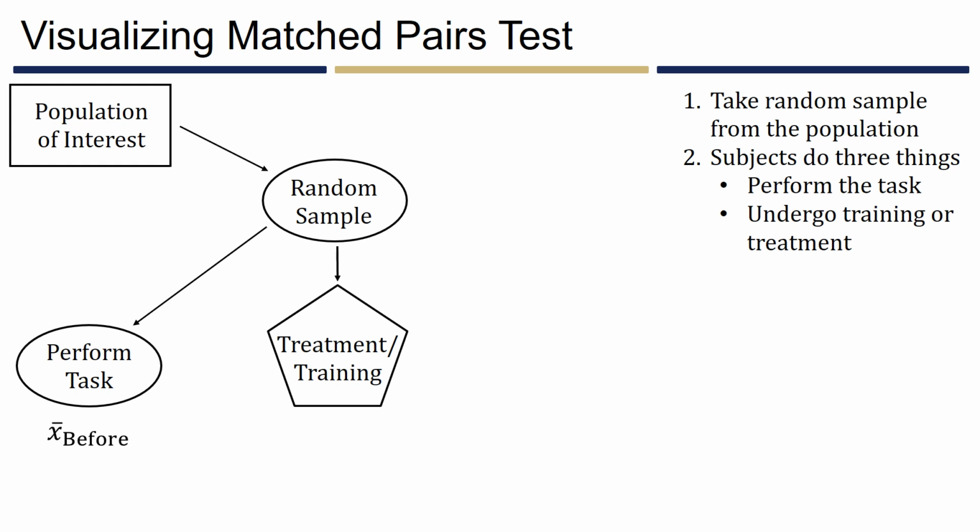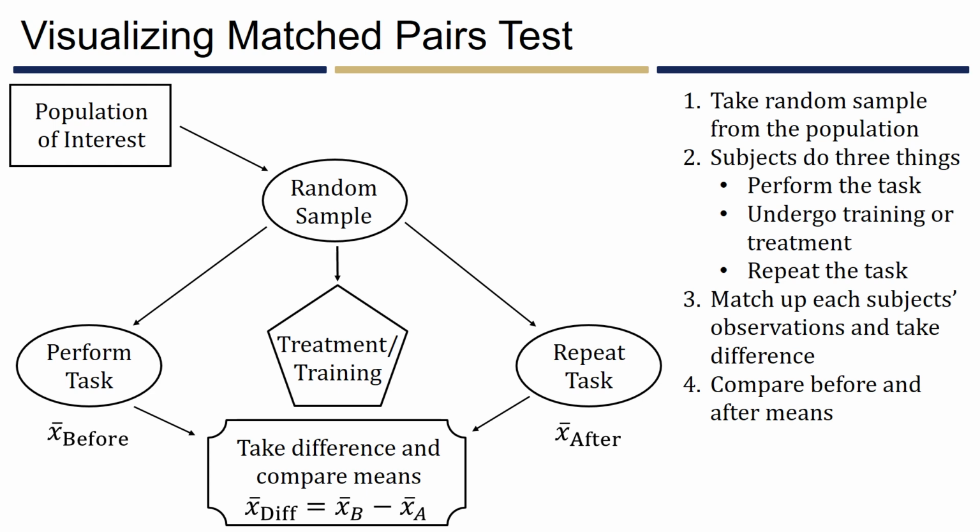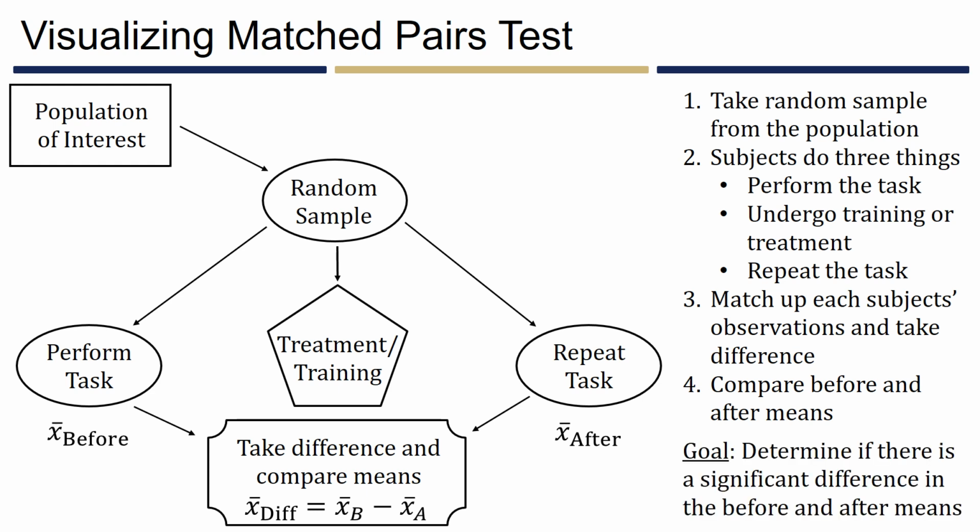Then, each subject undergoes some kind of a treatment or some kind of a training session. And after that's done, we ask them to repeat the task. We record their result again, and we get X bar after. In a matched pairs test, what we then do is we take the difference between each subject's before observation and their after observation and calculate the difference between them. Averaging out those differences is going to give us X bar for the differences. And so our ultimate goal here is to determine if there's a significant difference in the before and after mean results.